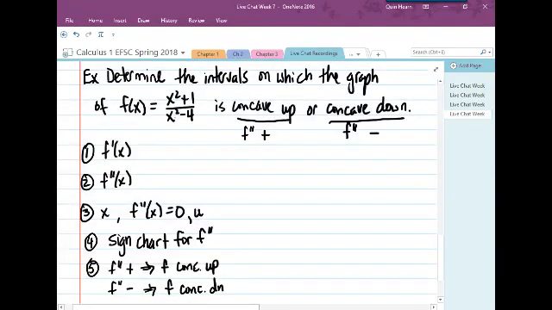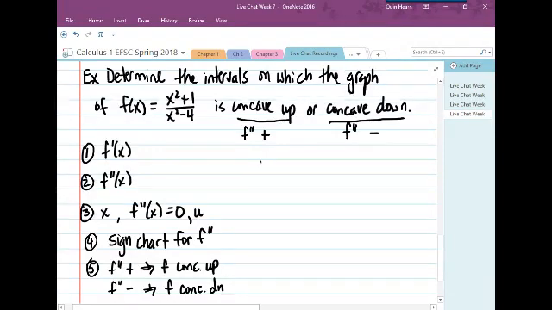All right, what kind of rule would we need to use to find the derivative of f of x equals x squared plus 1 over x squared minus 4? Any ideas on that one? How do you take the derivative of that function? Very good. Quotient rule, right?